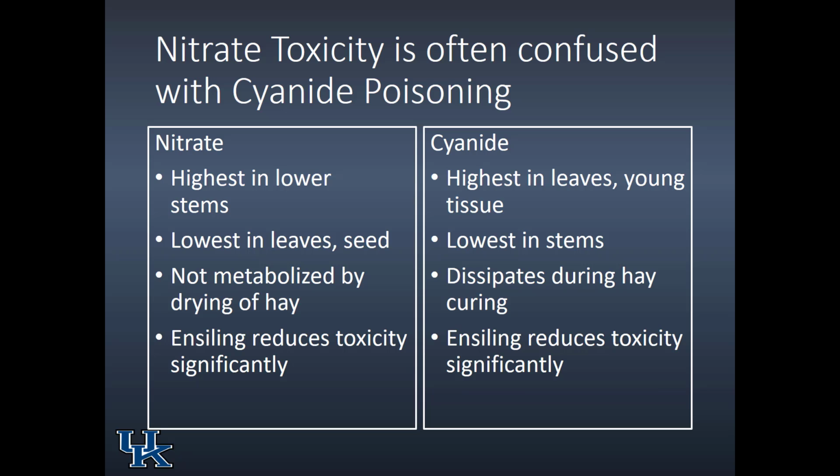Nitrate is highest in the lower stems. Cyanide, on the other hand, is highest in the leaves and the young tissue. Nitrate is lowest in leaves and seed. Cyanide is lowest in the stem, so it's exactly backwards.